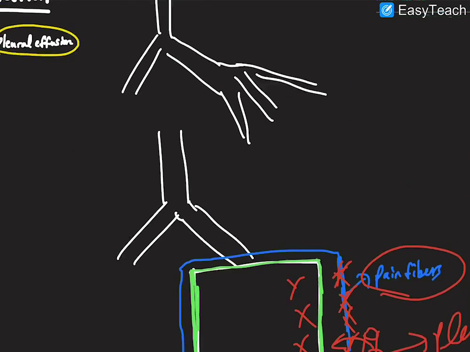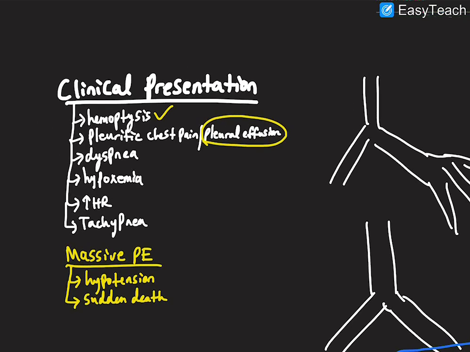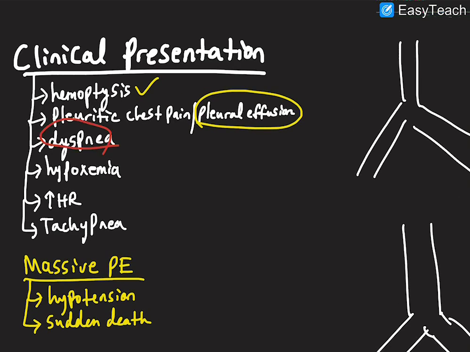All right, so let's see what we have next. So, of course, we talked about dyspnea, right? Sudden onset shortness of breath. We just talked about hemoptysis, pleuritic chest pain, pleural effusion, hypoxemia, of course, right?